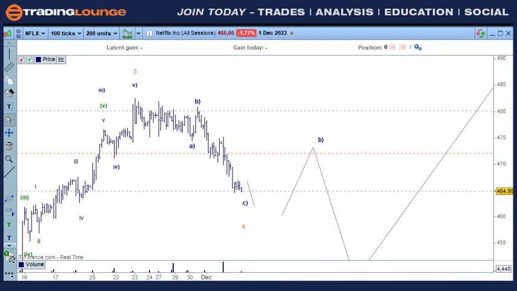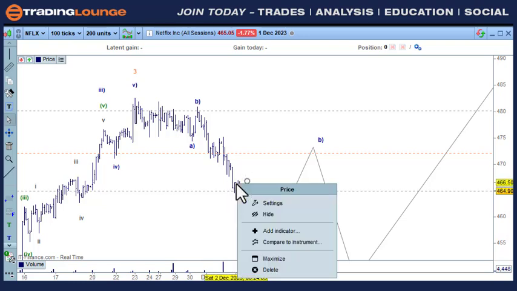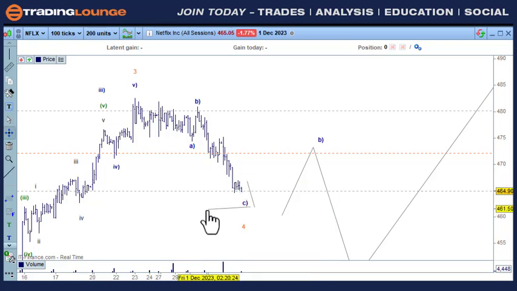We may get a bounce off the open, but if we do, it'll be short-lived. We still need to come down here further. Okay, so there's still more downside to be had here. I'm not interested in trading this one just yet.